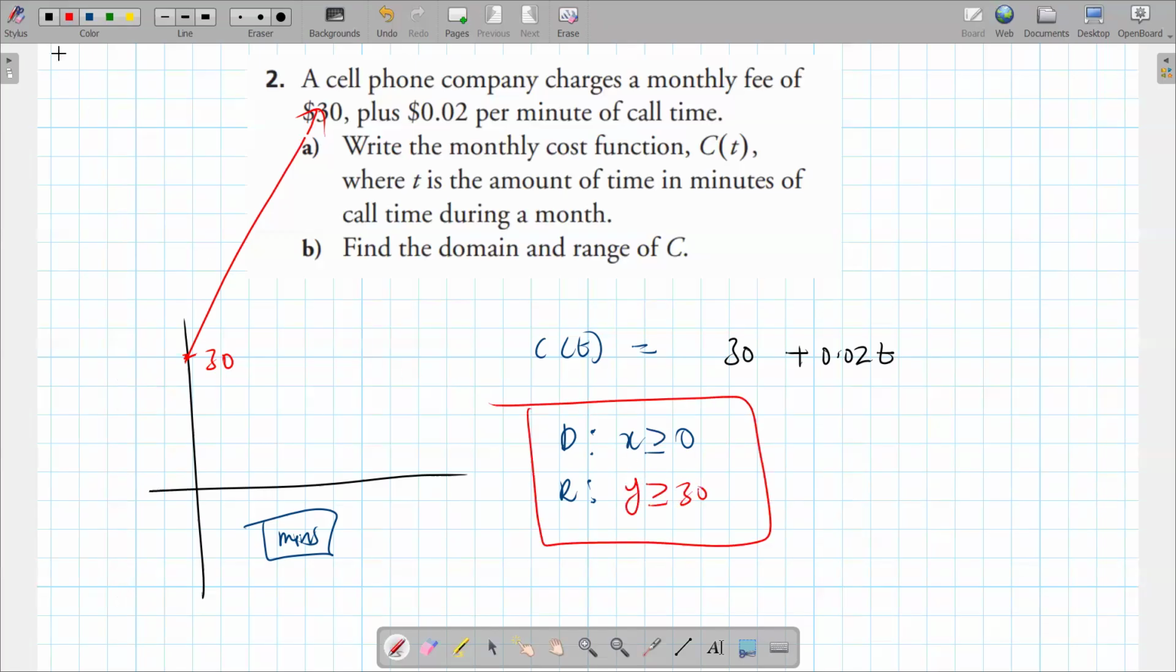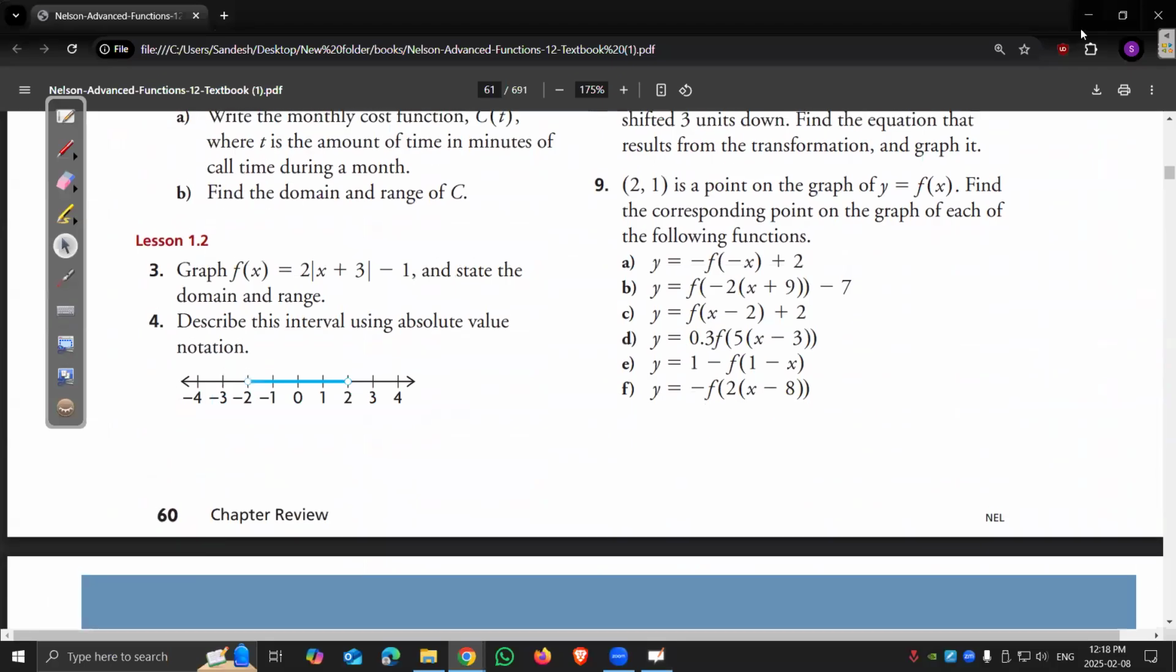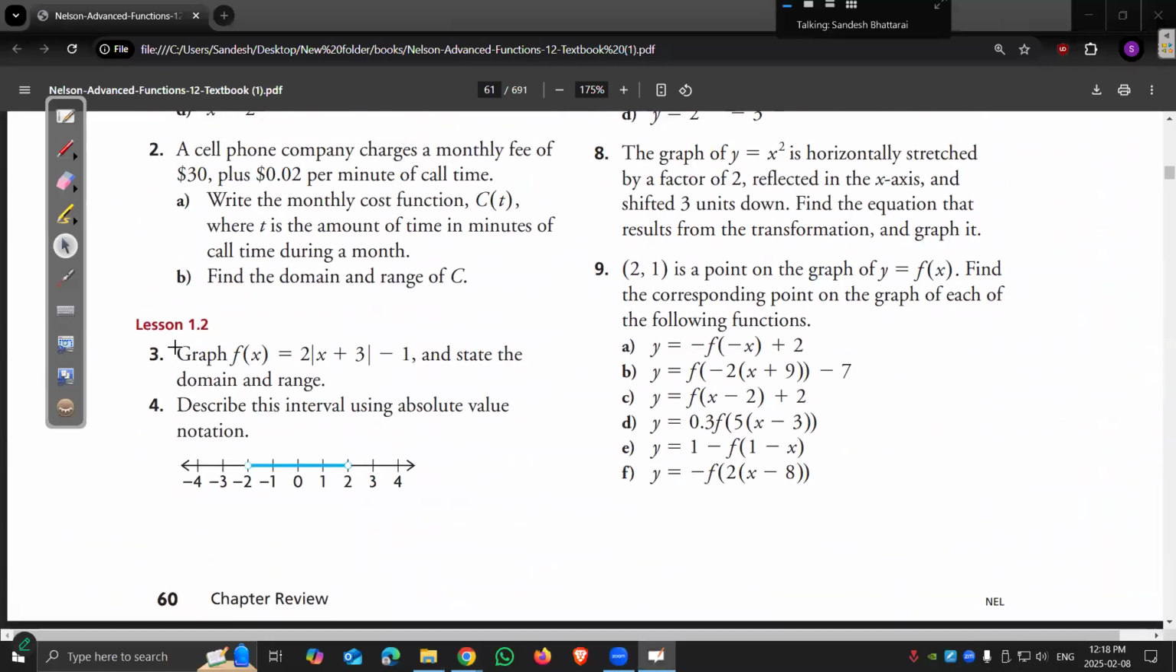Do you understand why? It's for the same reason as this. Why is x greater than 0 and not negative? It's because minutes have to start from 0. Why is y greater than 30? Because the minimum monthly bill has to be 30, right? Anything less than 30, you'll have negative time, which can't happen. So that's why the range is y is greater than 30. Cool? Again, not that difficult.